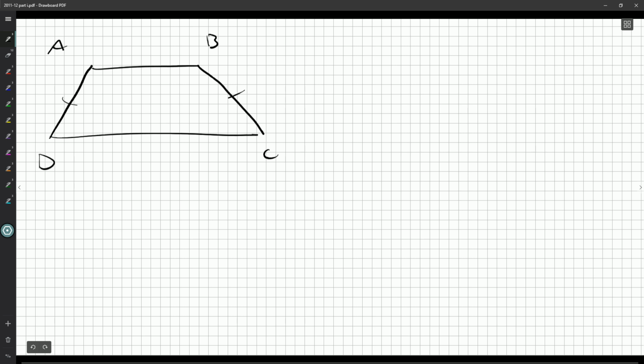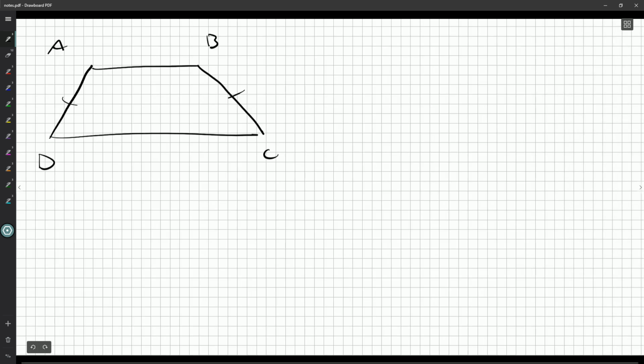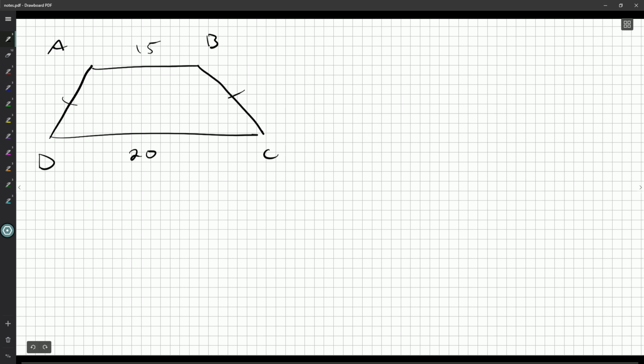Okay, so what exactly is going on here? We've got parallel sides, and I know this length is the same as this length. A, B, C, D. AB is parallel to DC, 15 and 20, and AD and BC are equal. DC is forming the outside of my polygon. So what can we say?